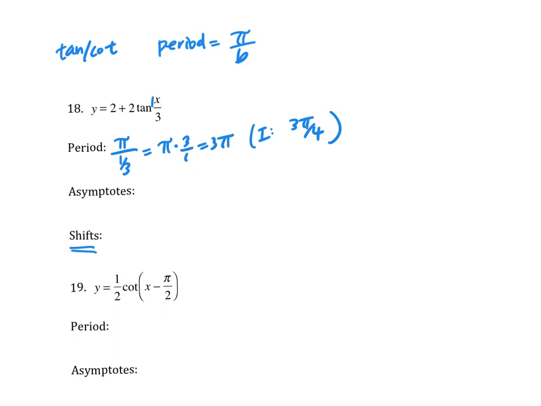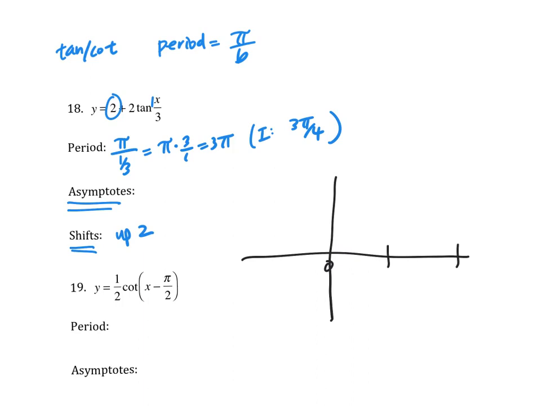So in terms of shifts, I don't have any phase shifts, but I do have a vertical shift of up 2, and we'll deal with the asymptotes after we've graphed it. So here is my x and y axis. Remember, tangent is the graph where you're going to have 2 to the right and 2 to the left. That's the only one where you do that. Recall that we have a shift of up 2, so I'm going to start at 2, and then my a value is 2, so I'm going to go up to 4, and then down to 0.